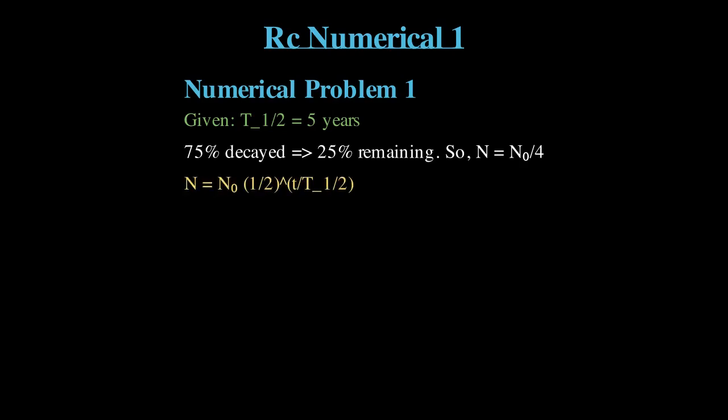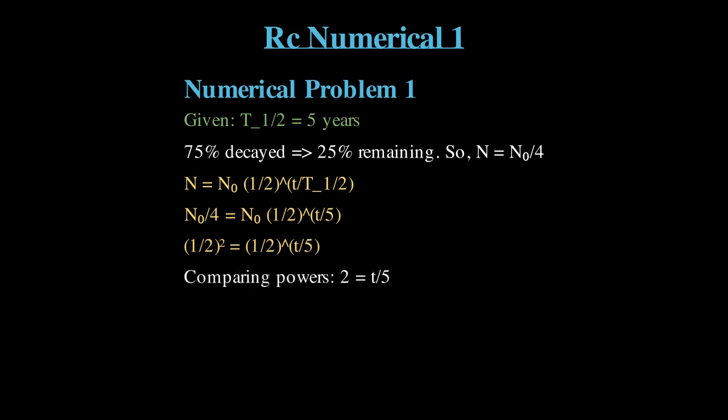Let's use the formula, n equals n naught times 1/2 to the power t by t 1/2. Substituting our values, we get n naught by 4 equals n naught times 1/2 to the power t by 5. Canceling n naught gives us 1/4 equals 1/2 to the power t by 5. Since 1/4 is the same as 1/2 squared, we can write 1/2 squared equals 1/2 to the power t by 5. By comparing the powers, we get 2 equals t by 5. Therefore, t equals 10 years. Our final answer is that it takes 10 years for 75% to decay.